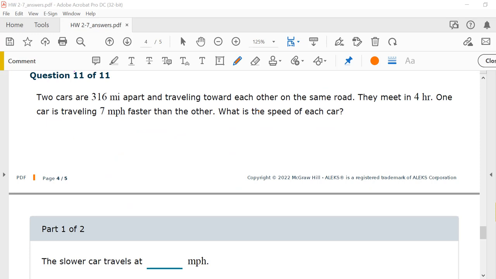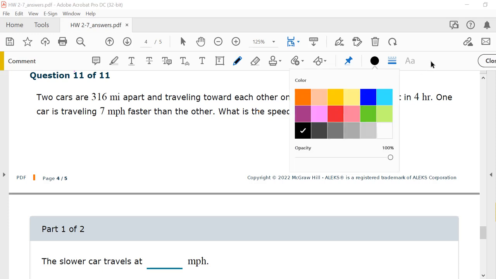Question 11. Two cars are 316 miles apart, and they're traveling toward each other on the same road. They meet in 4 hours. One car is traveling 7 miles per hour faster than the other car. What is the speed of each car?